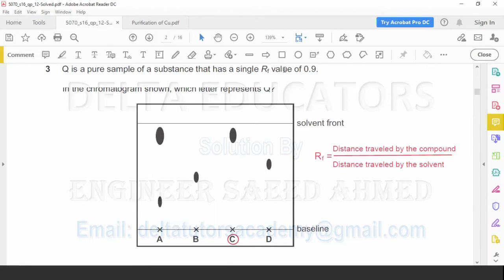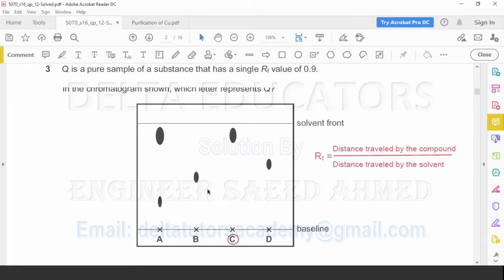What is meant by RF value? RF value is the ratio between the distance travelled by the compound and the distance travelled by the solvent. What is meant by distance travelled by the compound? The distance from the baseline to the spot. And the distance from the baseline to the solvent front is called the distance travelled by the solvent. RF is the ratio between these two distances.